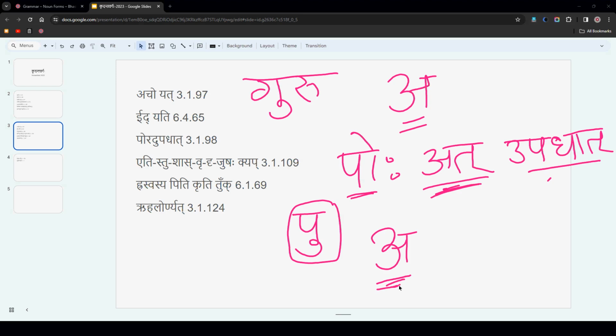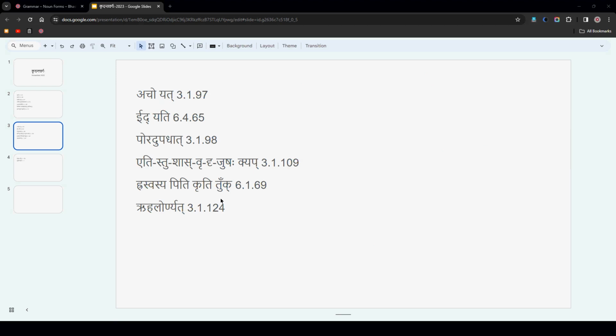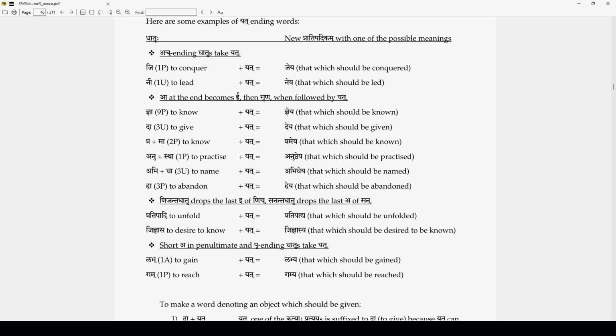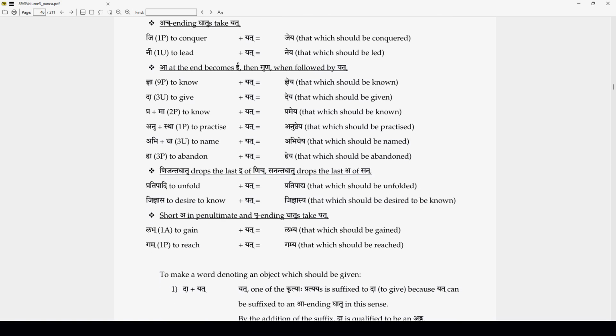In this case, yat is added. Yat is not kyap or nyat, so that's the meaning. Yat pratyaya is added. What are the examples here? We have seen them before. Labh is one of them, or gam. So this is po ad upadhat.